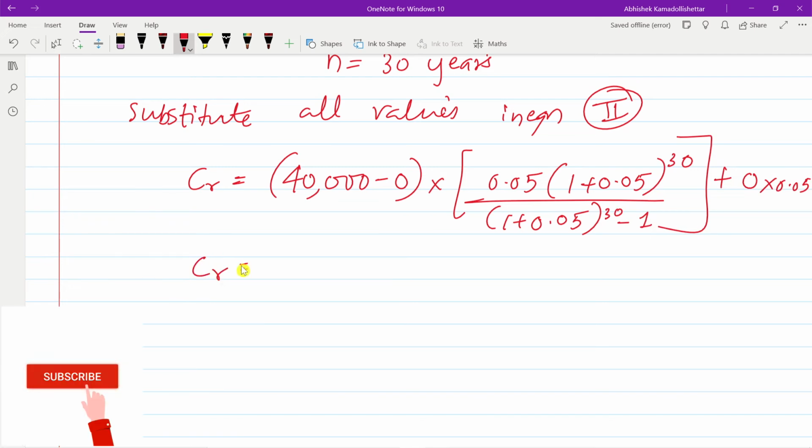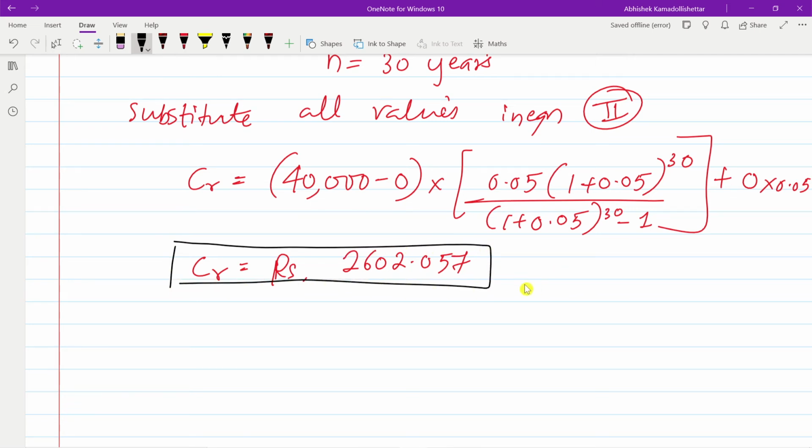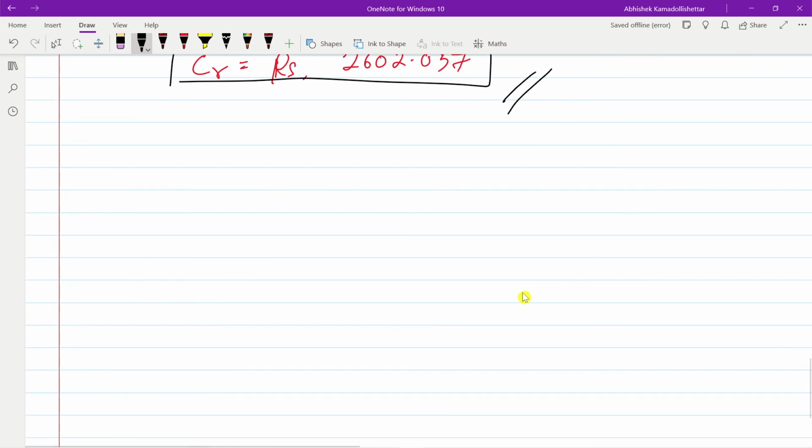So capital recovery cost is what? We get rupees 2602.057. I am not rounding off any values here, I'm just keeping whatever I get from the calculator. So this is the value. Next, let's see.